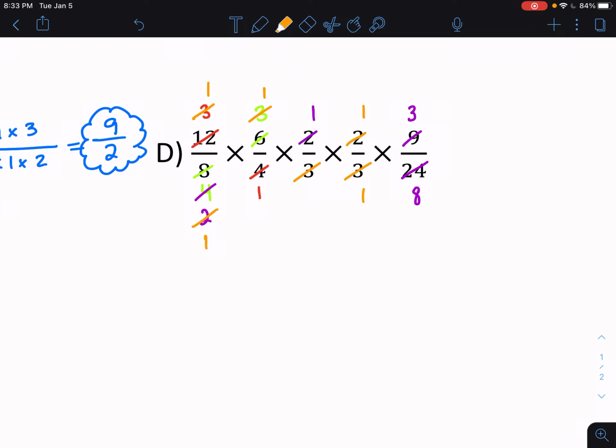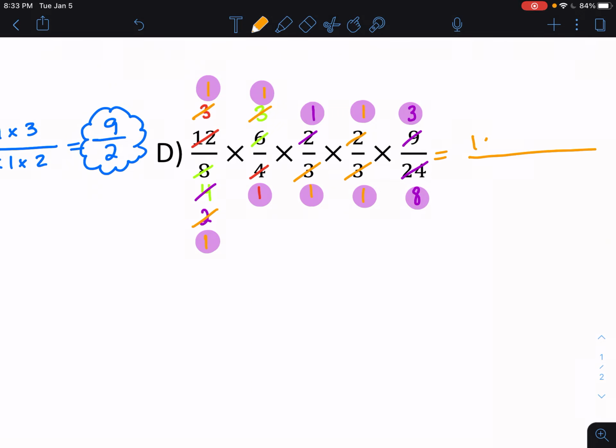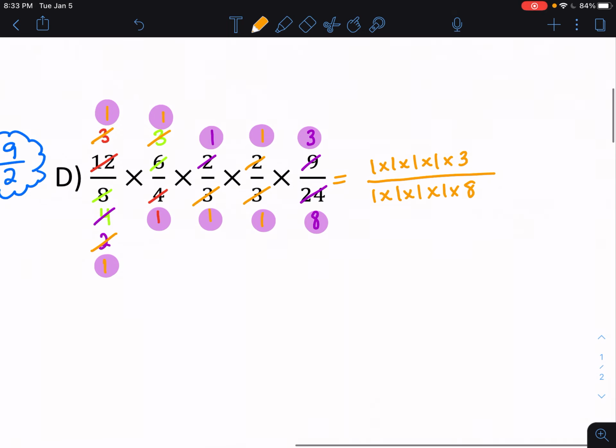And I've got everything as simple as it can possibly be, so I am going to then highlight what I've got here that I have to multiply. Forgot to put one of the ones in there. So now I can write my new problem. So 1 times 1 times 1 times 1 times 3 on the top, and 1 times 1 times 1 times 1 times 8 on the bottom. And when I multiply, I'm going to get 3 over 8.